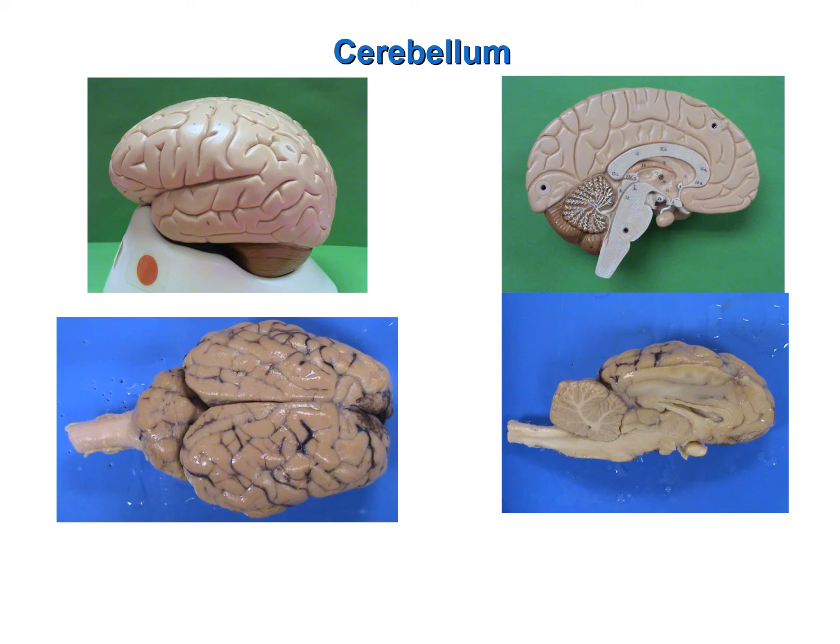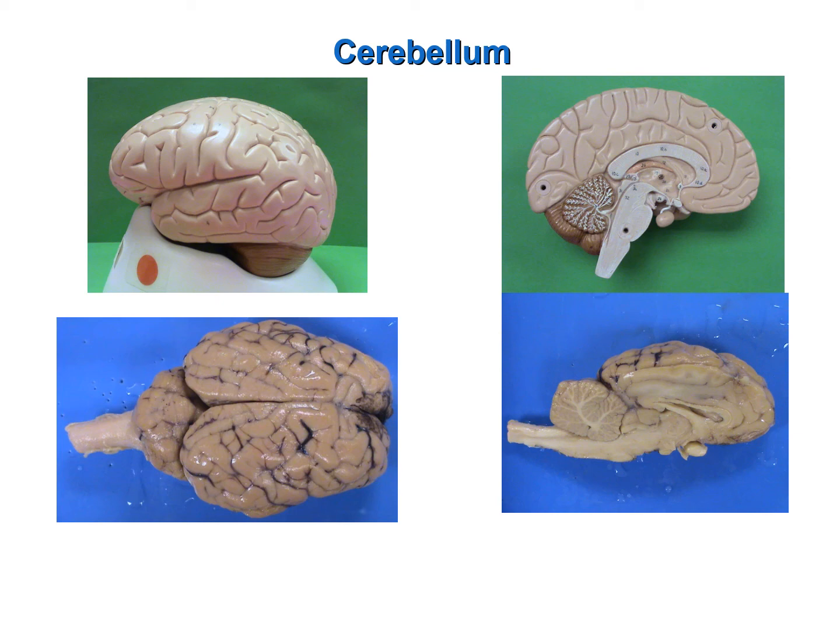On the right, we have sagittal sections. Here we have a sagittal section of the human brain model. Here we have the cerebellum. And inside the cerebellum, the arbor vitae, tree of life. And as you can see, very much looks like a shrub. Bottom right, we have a sagittal section of the sheep brain. Here is the cerebellum, and the white matter inside is the arbor vitae. And in the sheep brain, it looks very much like a shrub.